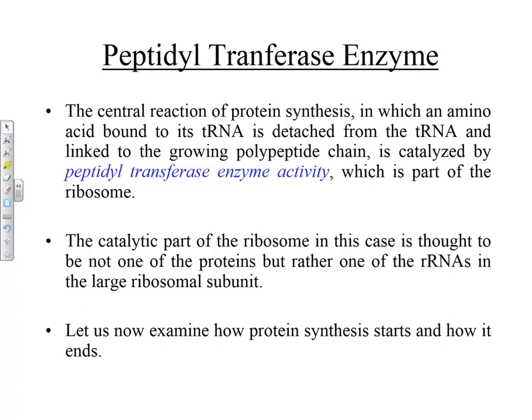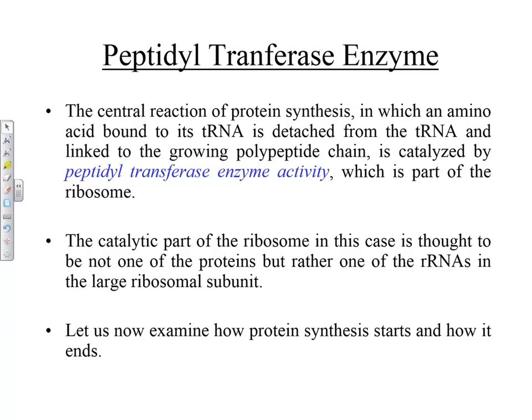The catalytic part of the ribosome in this case is thought to be not one of the proteins, but rather one of the ribosomal RNAs in the large ribosomal subunit. So the ribosomal RNA in this case is playing a catalytic function. It's not just a storage of information. So the next thing that we have to see is how protein synthesis starts and how it ends.